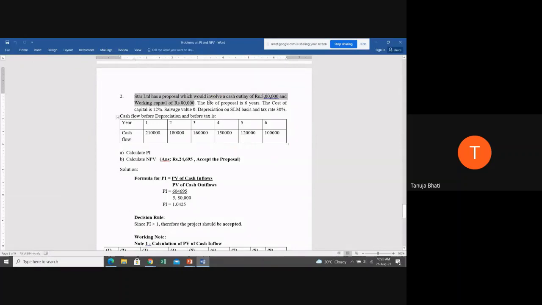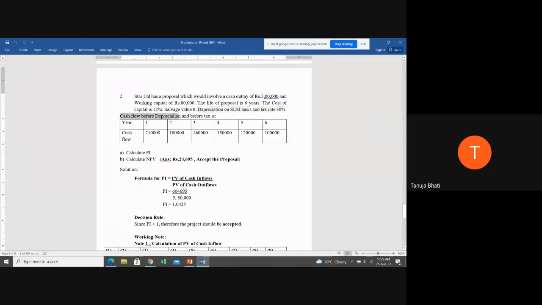The proposal has an initial cash outflow of 5 lakhs and working capital of 80,000. So what is the total cash outflow? 5 lakh 80,000. Very good. Next, the life of the proposal is 6 years, the cost of capital is 12%, and scrap value is 0. When I say salvage value, it means the scrap value. Depreciation is on straight line method basis, which means every year the amount of depreciation is going to be the same, and the tax rate is 30%.